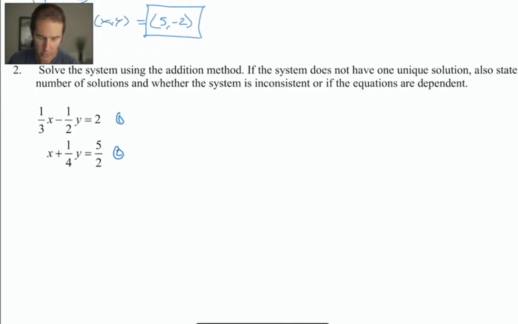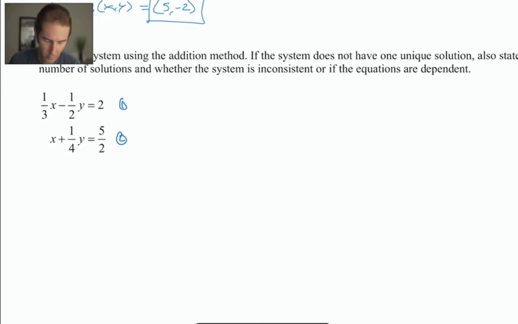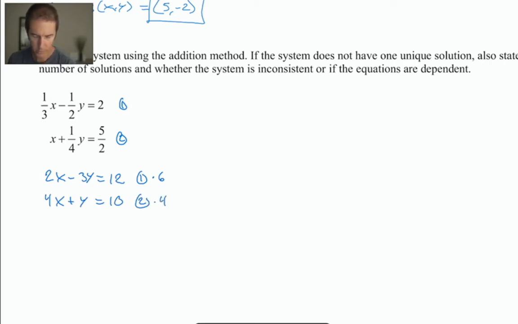I'm going to multiply equation number 1 by 6, which gives me 2x minus 3y equals 12. That looks much nicer already. That's equation number 1 times 6. Equation number 2 I'm going to multiply by 4. That's 4x plus y equals 10. Also much nicer. That's equation 2 times 4. Just double checking my arithmetic. I think that's okay. And so now we'll think of this as a new system.